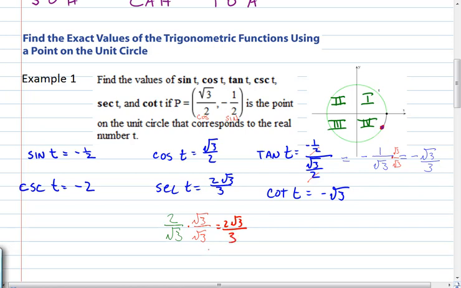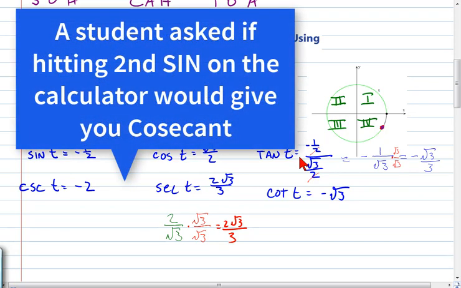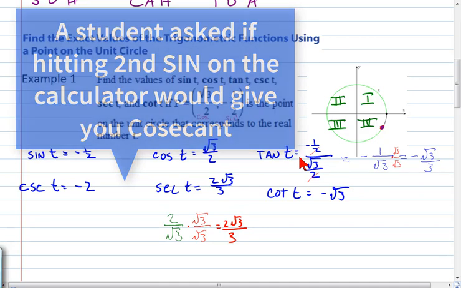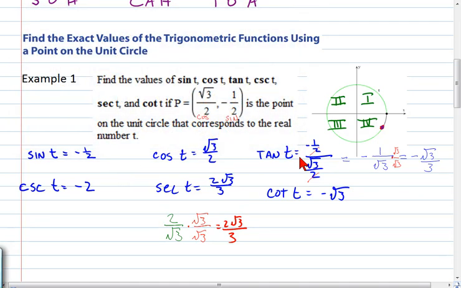No, there is not a button on the calculator for any of these functions on the bottom. There's only sine, cosine, and tangent. That's the inverse, and that's switching x and y. It's not the reciprocal. We're going to go into how to use the calculator to get approximate values too. But this right here was the scratch work for this problem.